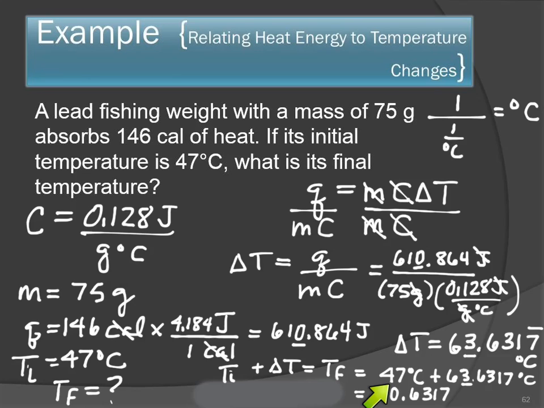Here we have adding. This has uncertainty in the ones place. This has uncertainty in the ones place. So we're going to round this off to the ones place. And we're going to say the final temperature is 111 degrees Celsius, squeezed into the corner. Any questions?